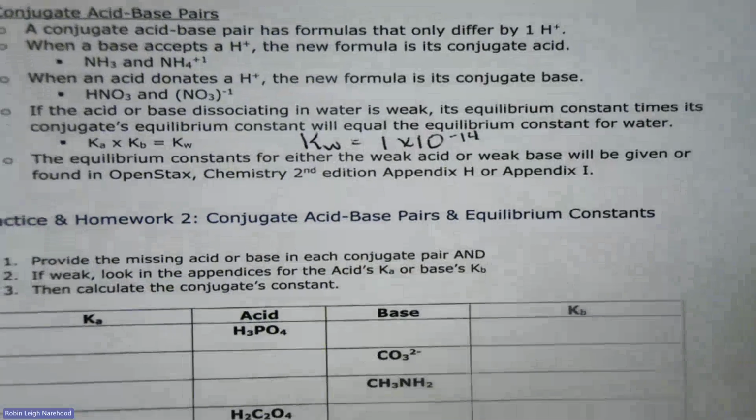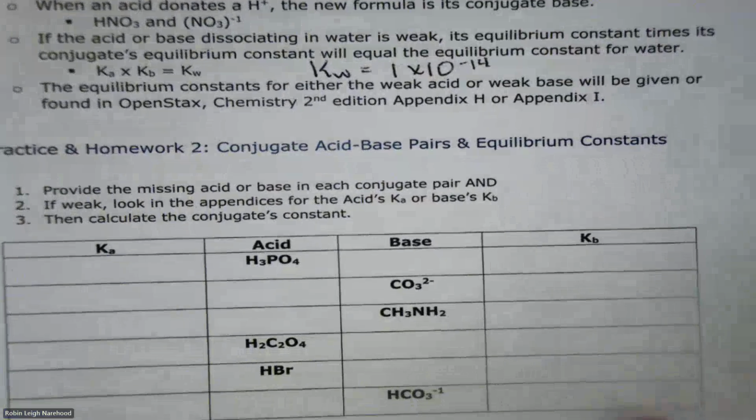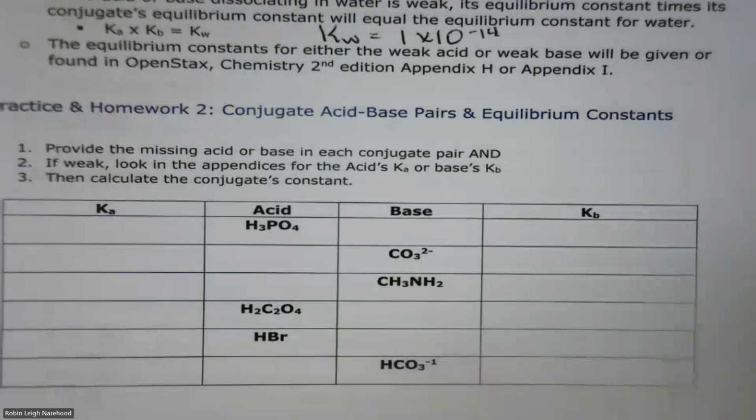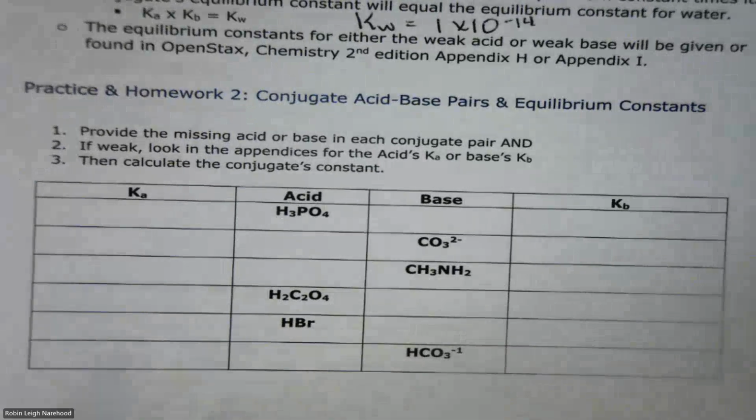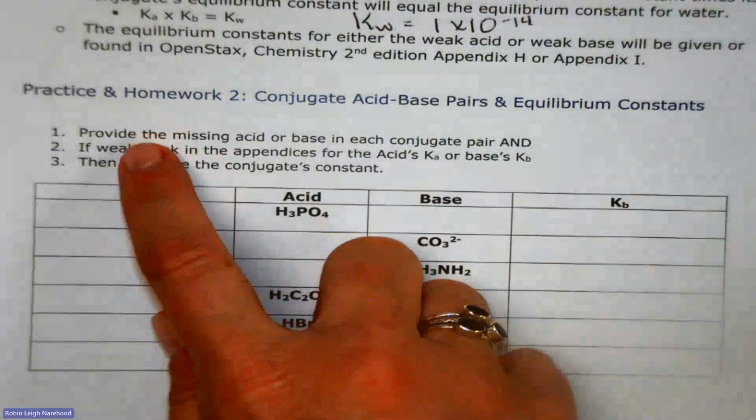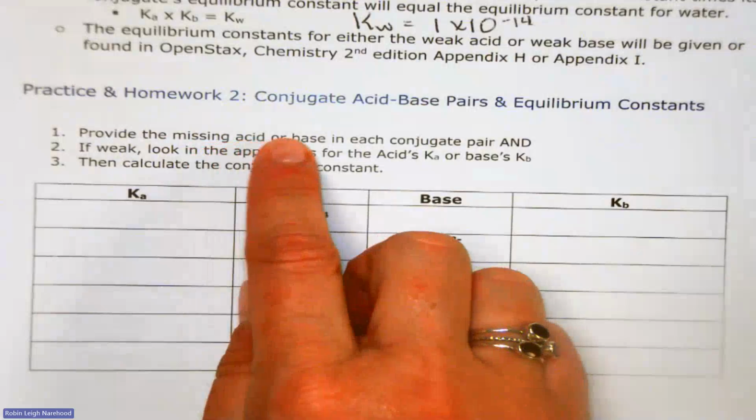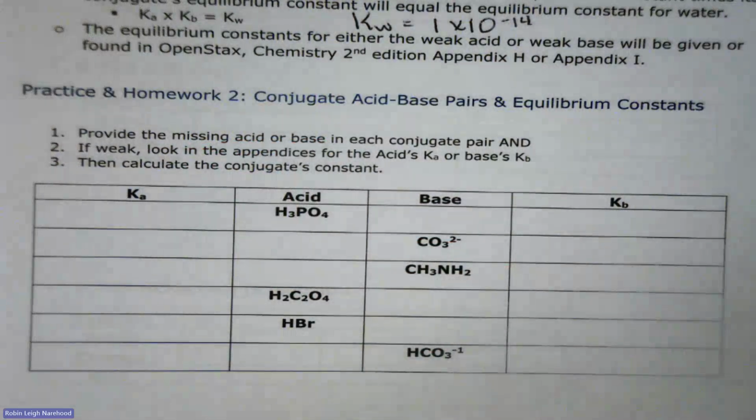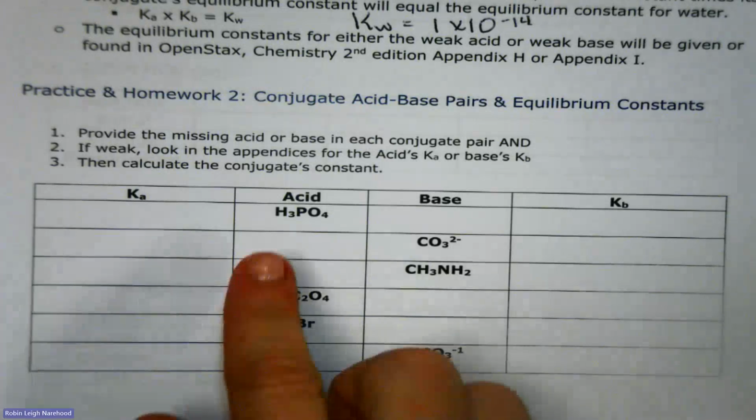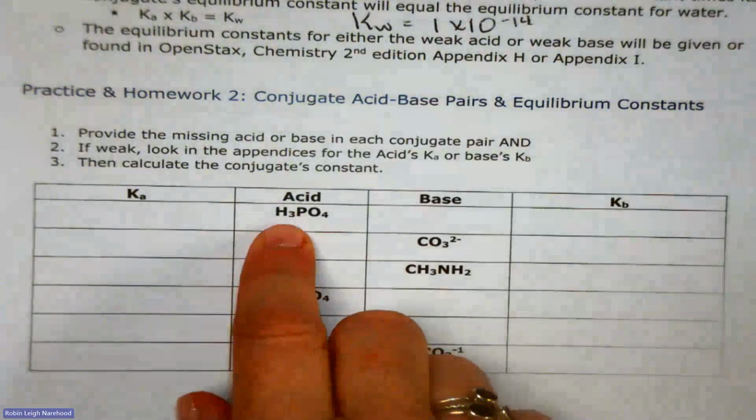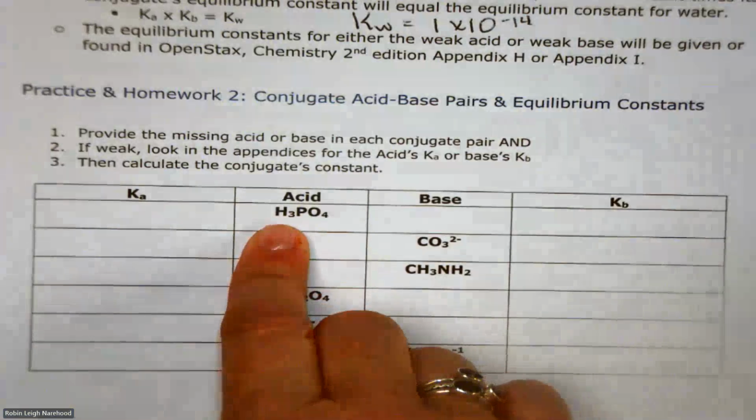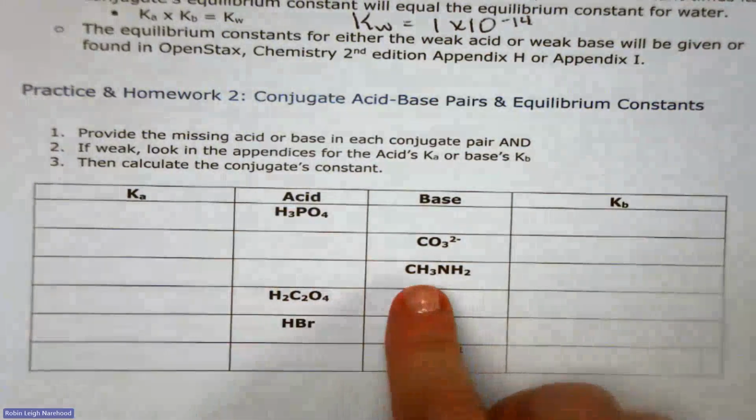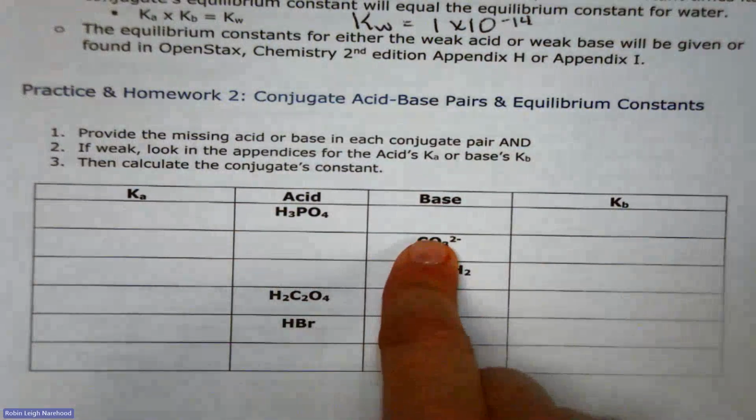So what I have down here for practice, number one, we're going to provide the missing acid or base. So what I have done is I have put a formula in either the acid column or the base column. And what you do is if I put it in the acid column, what do I want you to treat it as? An acid. And if I put it in the base column, I want you to treat it as a base.